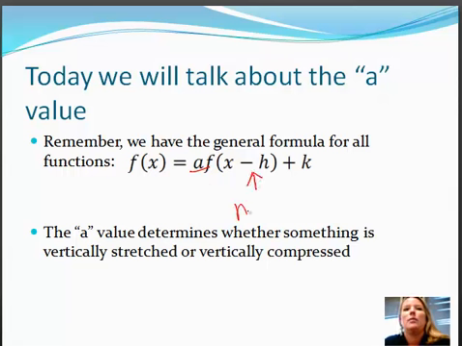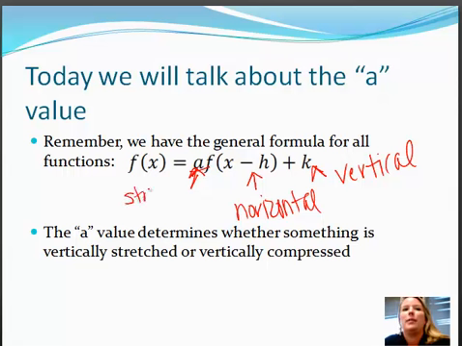Remember, this is horizontal. This is vertical. And the A value tells us our stretch or our compression. We're going to call it a compression because I think it makes a little bit more sense than a shrink. Stretch or compression, so you can't have both, you can have one or the other. So we need to define how we determine that. The A value determines that based on what value it is.